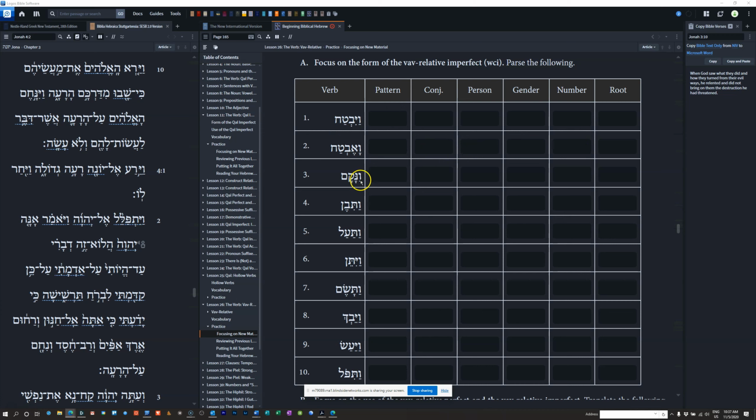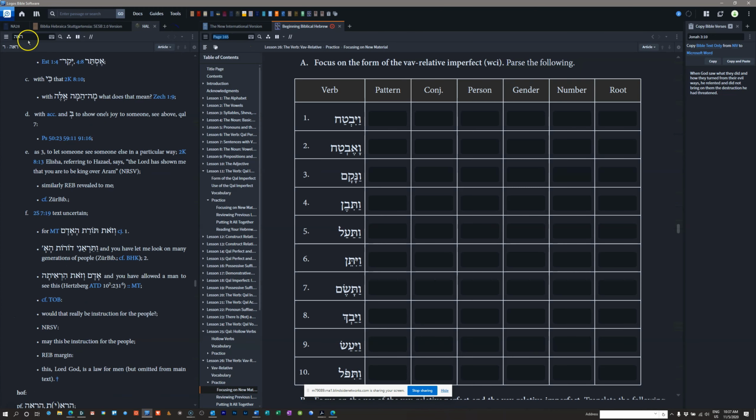Number 3, again, here's our vav relative, vav, patach dagesh. We take that off, we get na-kam. Okay, so na-kam, we might think to ourselves, how many letters is a Hebrew root supposed to have? 3. How many do I have once I get rid of the vav relative? 3. Okay, so maybe our root is na-kam. Well, that's not a root I've seen before, so maybe I go look it up in the lexicon. Let's just do that real quick and see what happens.